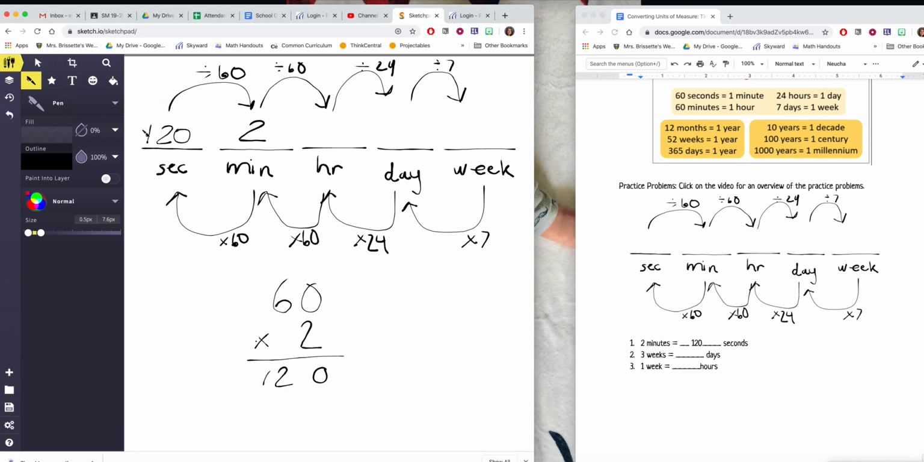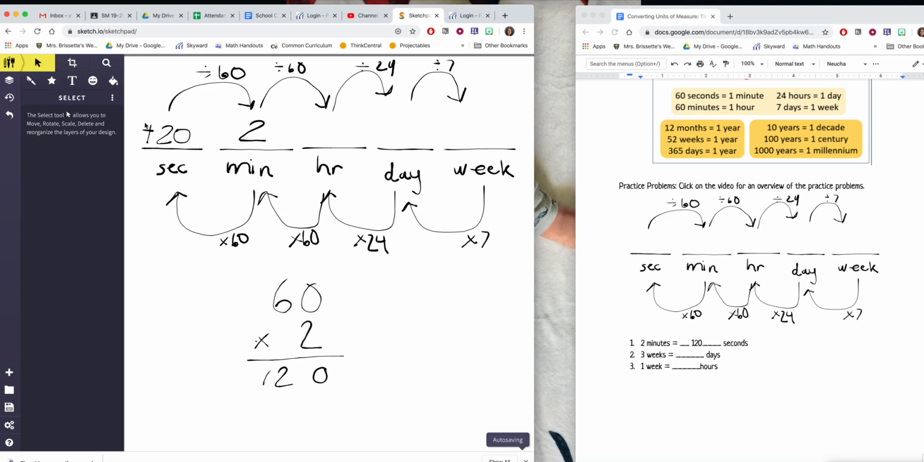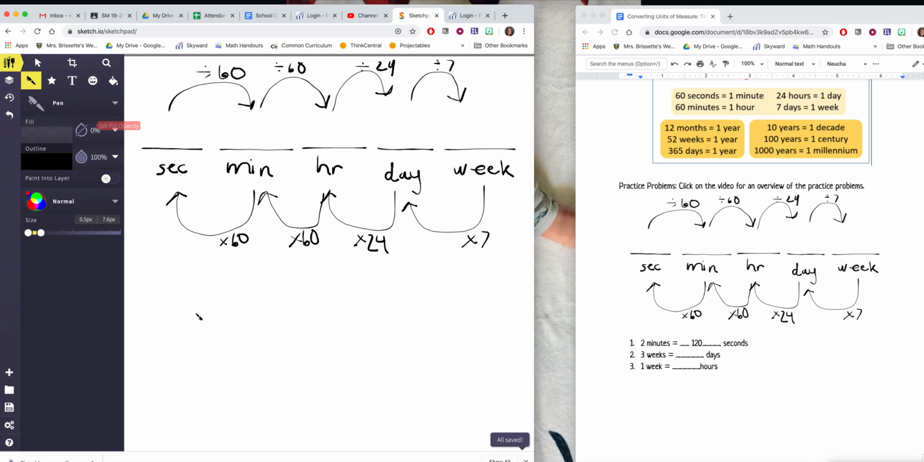Let's do the next problem. Let me clear this out of the way. 3 weeks is equivalent to how many days? It tells me that I've got 3 weeks, and I want to know how many days. To go from a week to a day, I need to multiply. So we're going to do 3 times 7. We know that from our math facts is 21. So I'm going to type in over here 21 days.